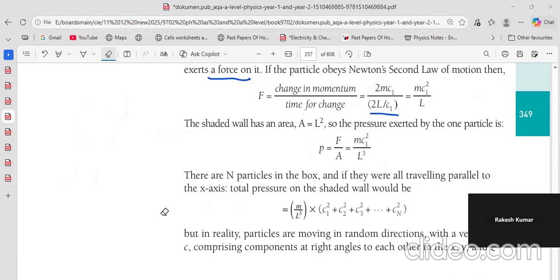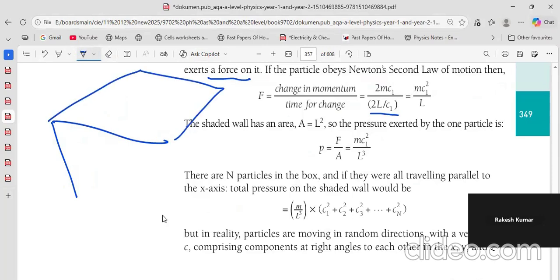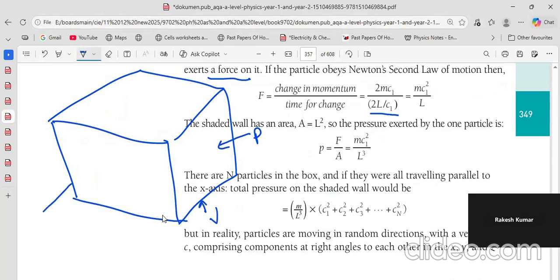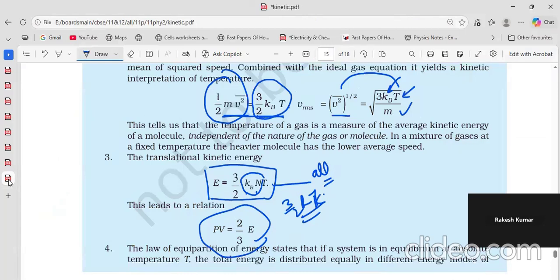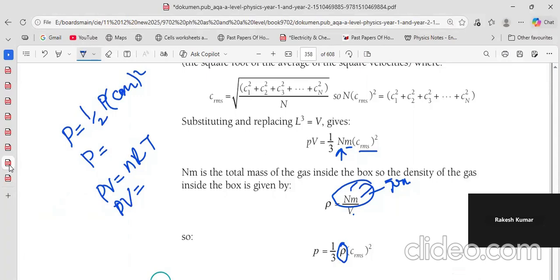You just visualize that there is a big box. You say the pressure it is exerting is P, the volume of this is V, and the temperature is T. Then you take a particle, you take 2, 3 particles, and then you say the kinetic energy of each particle is 3 by 2 kBT. You write the kinetic energy.